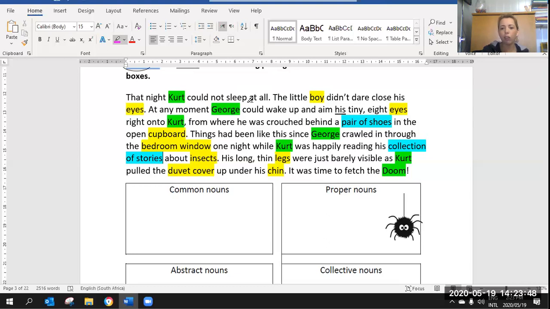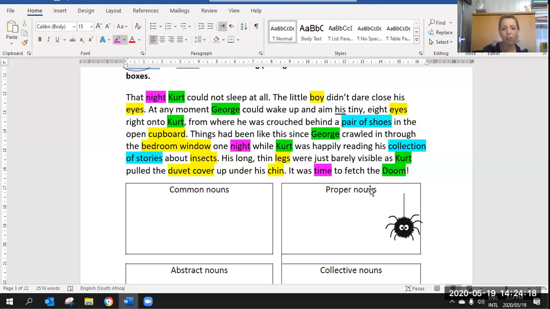"Things had been like this since George crawled in through the bedroom window one night while Kurt was happily reading his collection of stories." So there's night again. So let's add night to our abstract nouns. "Long thin legs were just barely visible as Kurt pulled the duvet cover up under his chin. It was time to fetch the doom." So time can also be an abstract noun. Time as a thing, time as a concept, time goes by slowly.